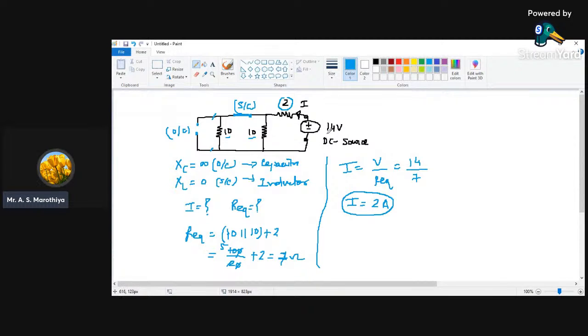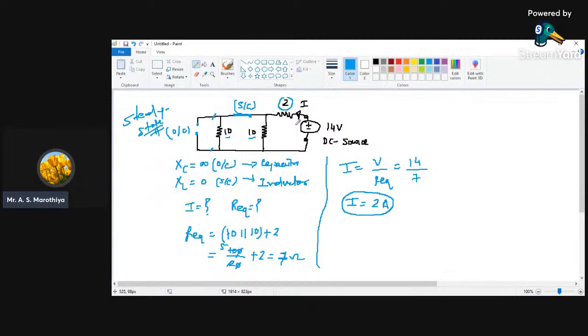And this is the beauty of connecting a DC source when we have frequency dependent components in the network. The thing is that we need to identify whether we have a capacitor or an inductor. If you have a capacitor, just open circuit it. If you have an inductor, just short circuit it. And this is for steady state condition observation. So we solve this for steady state condition. This is very, very important.